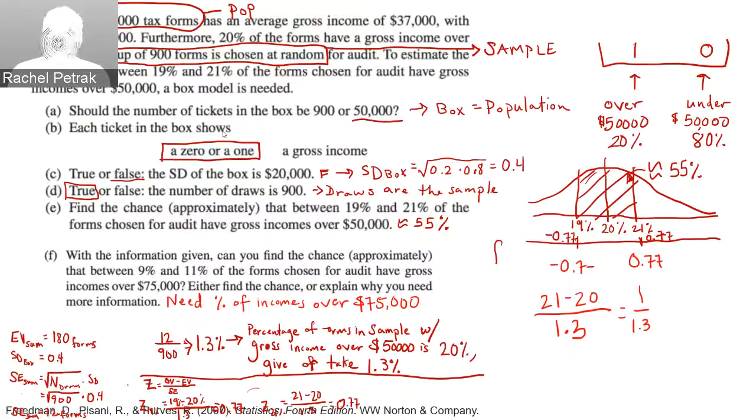Okay, yeah, this is a great problem. Look at how this problem illustrates lots of topics that we've discussed across this whole unit. You've got to make a decision about what's in the box, what's on the tickets, the standard deviation and the sample, and you apply the normal curve. So this is a great problem, and I think it's a very nice example.